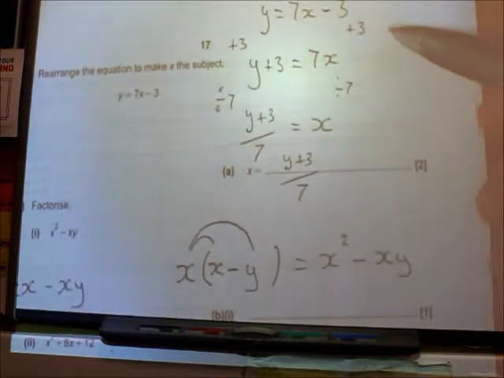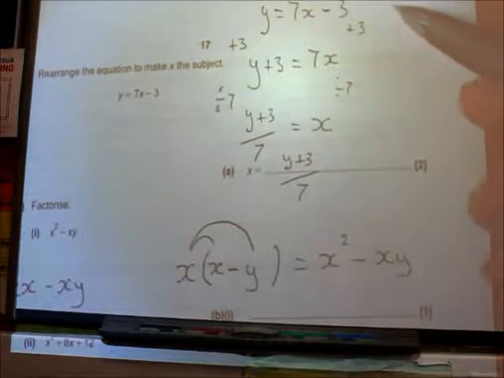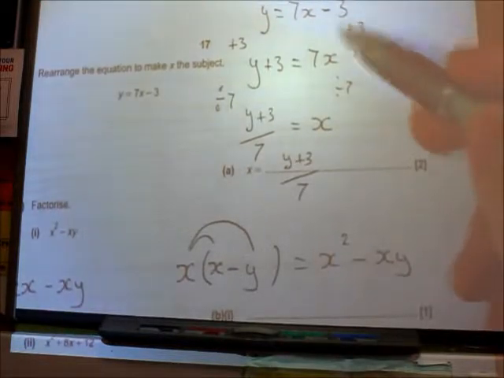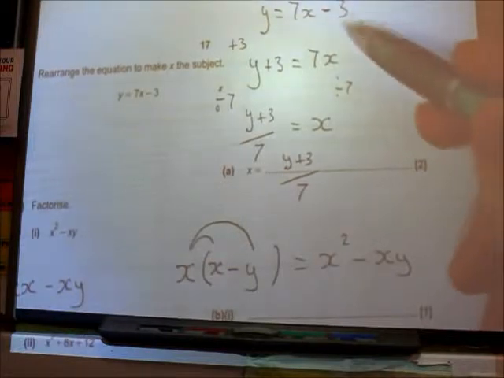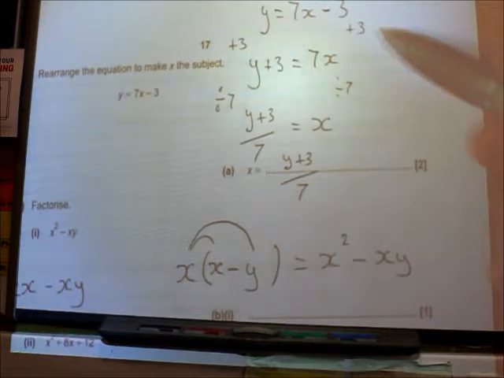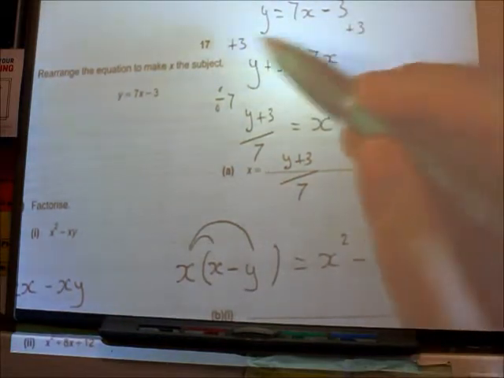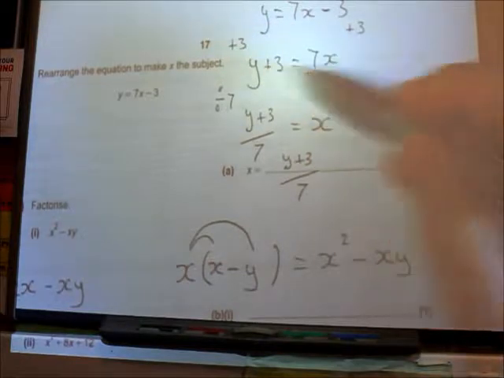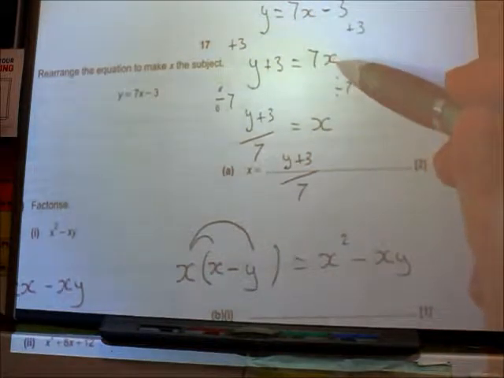So it's a bit like solving. We've got to unpick it to get x on its own. The first thing I've done is to get rid of this -3 here, and to get rid of a -3, or get it back to 0, you add 3. But of course, like when you solve an equation, you have to do that to both sides. So this side becomes y add 3, and this side just becomes 7x.